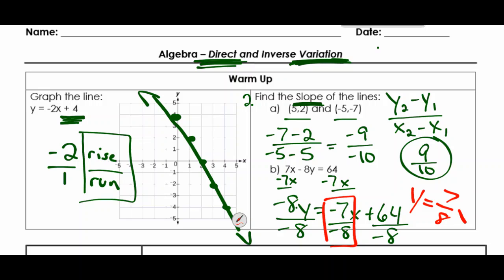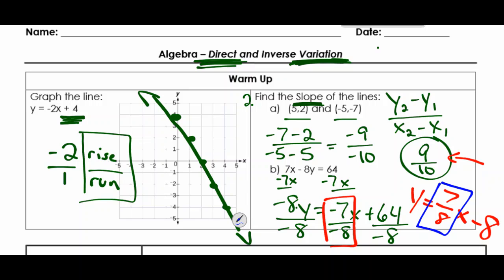I'm just going to change that the same way I changed this one. And I'm also going to do that division. 64 divided by -8 is -8. But that's not really what we're looking for. We're just looking for the slope. So really here, it's 7 over 8. 7 over 8 is our slope here.